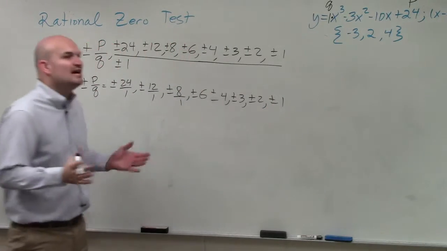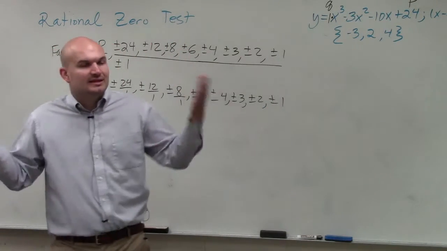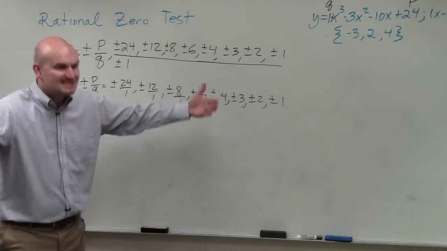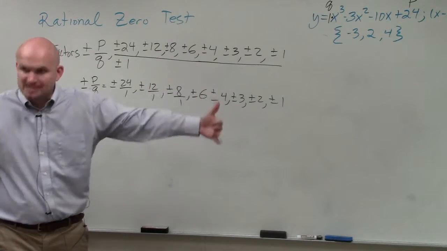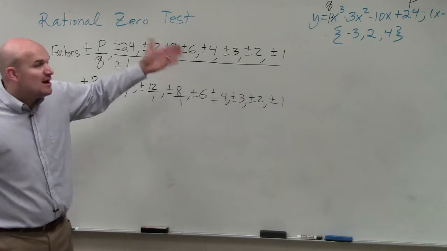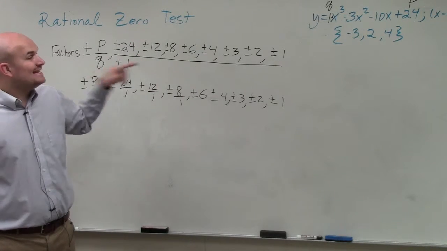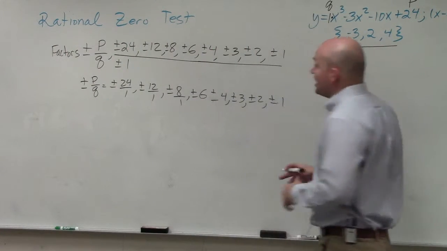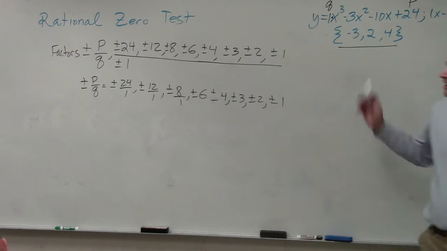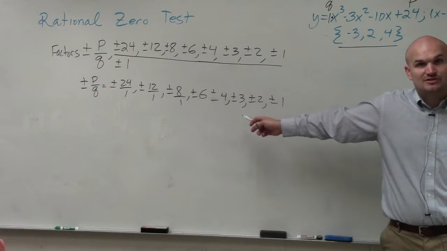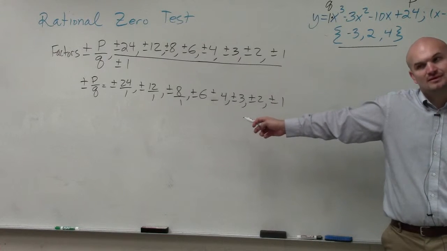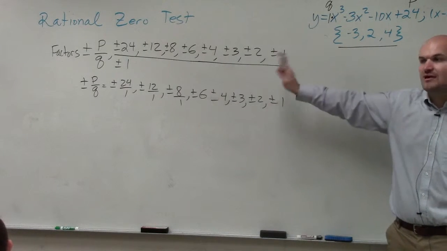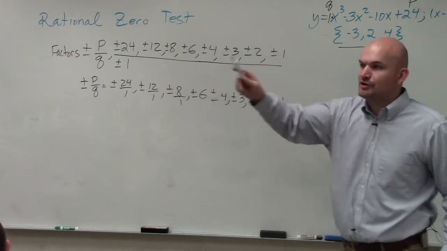So what this just tells you, again, ladies and gentlemen, is the list of all of the possible rational zeros. So if you have a zero that is rational, it's going to be one of these numbers. So let's go back and look at our actual answers. Our answers are -3, 2, and 4. Are those a part of this rational zero test? Yes.